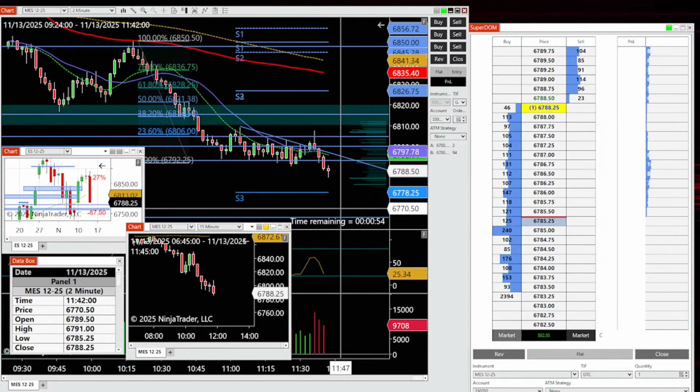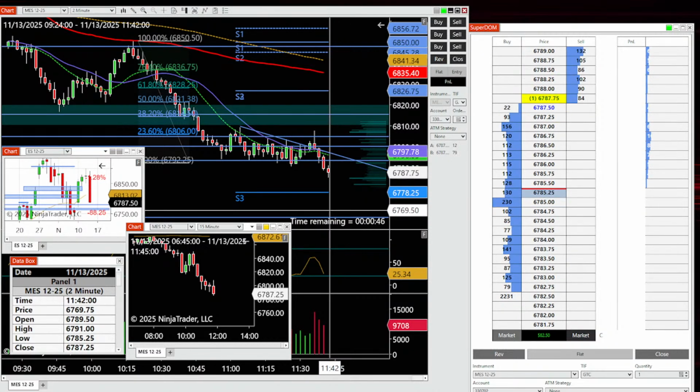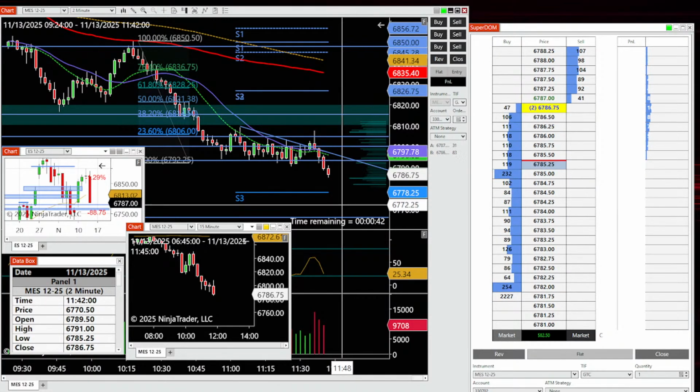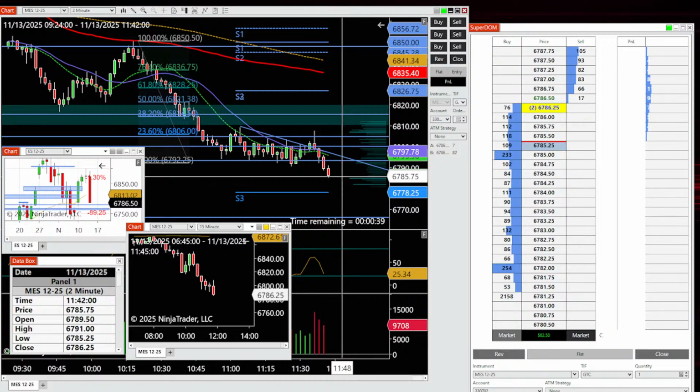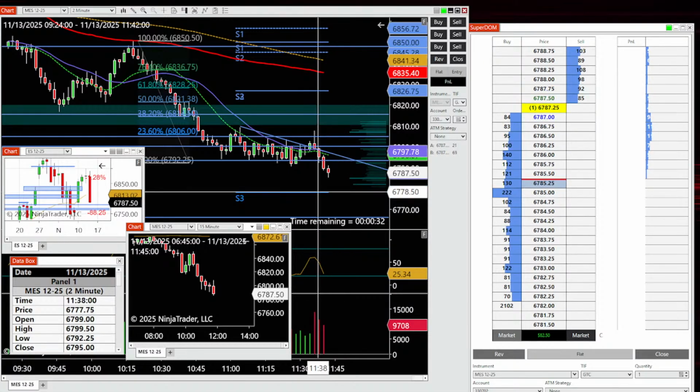Order canceled. That's good. I should have just rolled it. I got a little nervous. It didn't break this high either. Should have just rolled it. It's holding, but sometimes I just get out too early when S3 is the target.